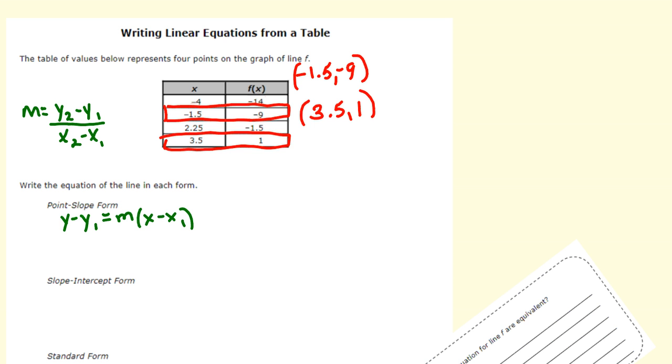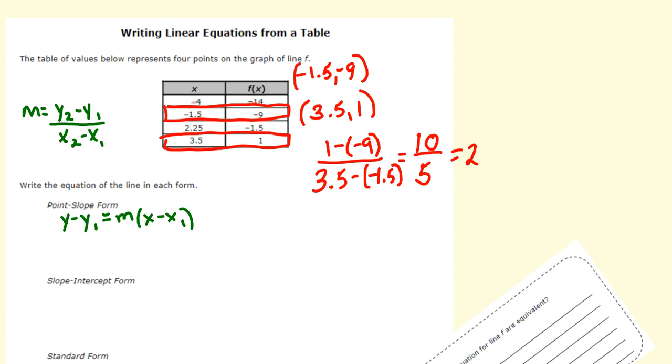Okay, so y2 minus y1, I'm going to do 1 minus negative 9. And then 3.5 minus negative 1.5. I will definitely use my calculator for this to make sure I don't make any silly mistakes. But this on top would be 10, and on the bottom would be 5. 10 over 5 equals 2. So my slope is 2.